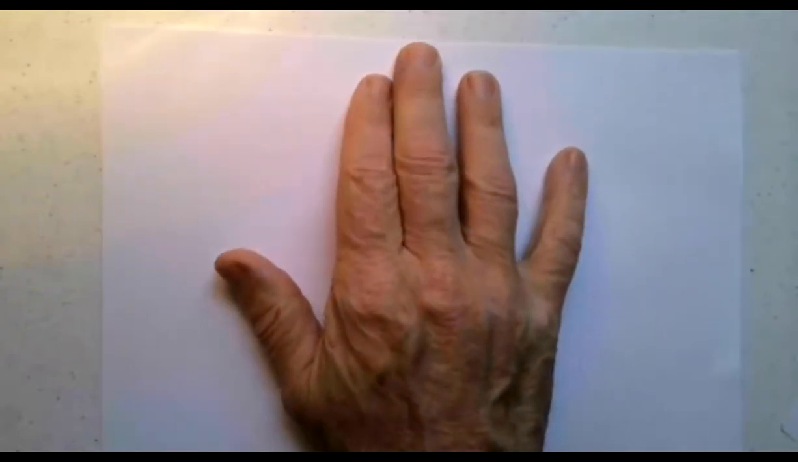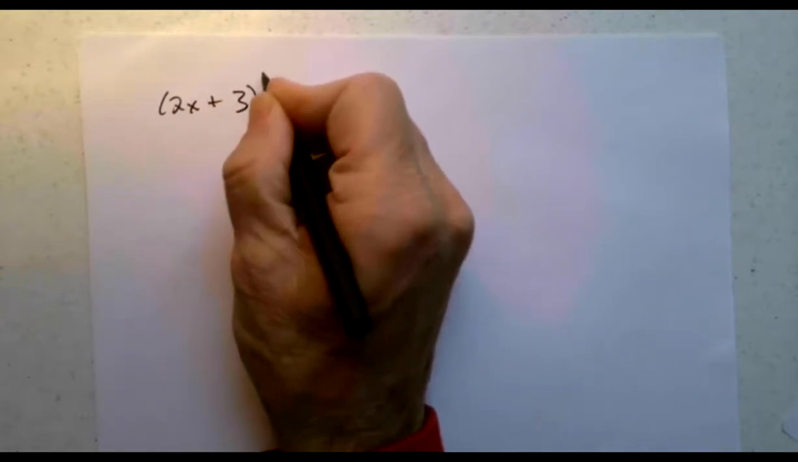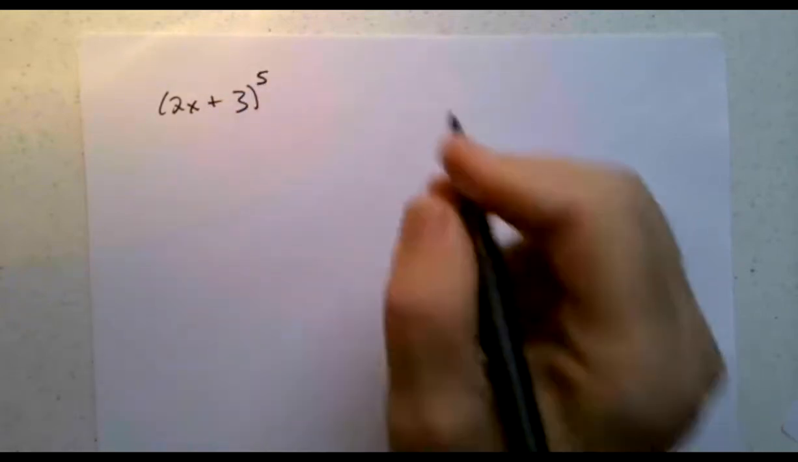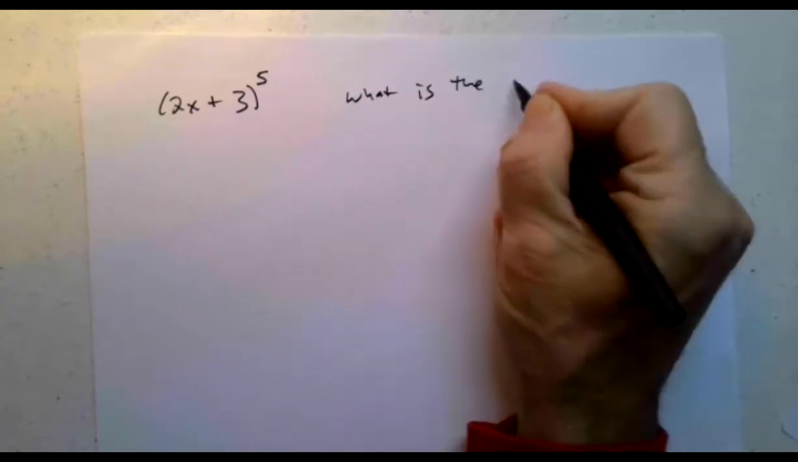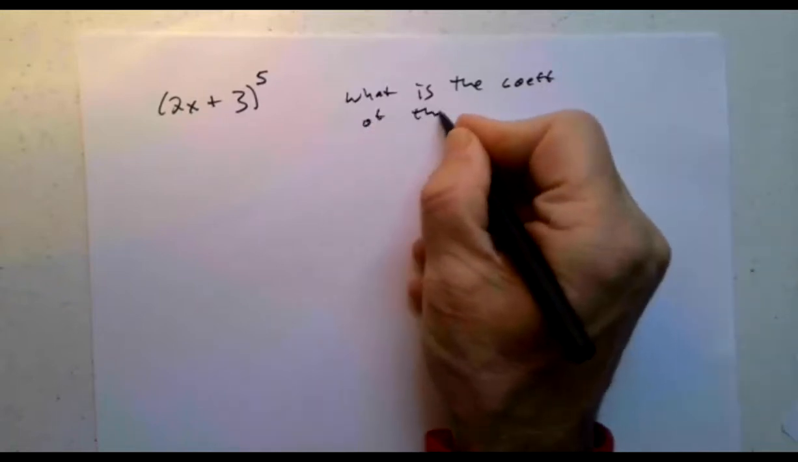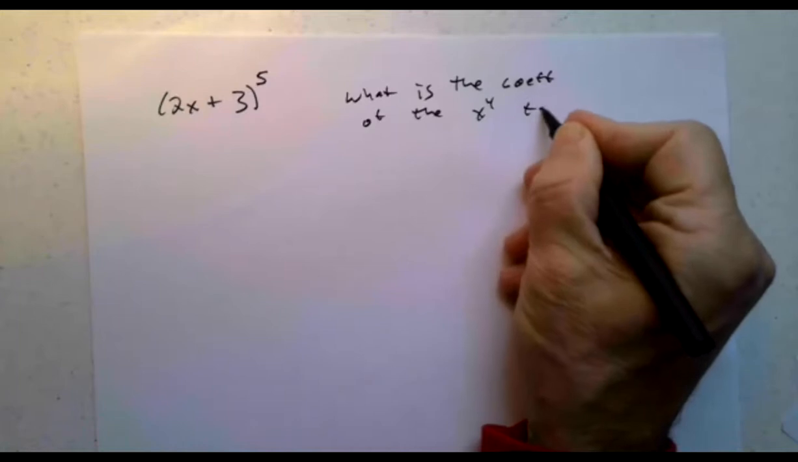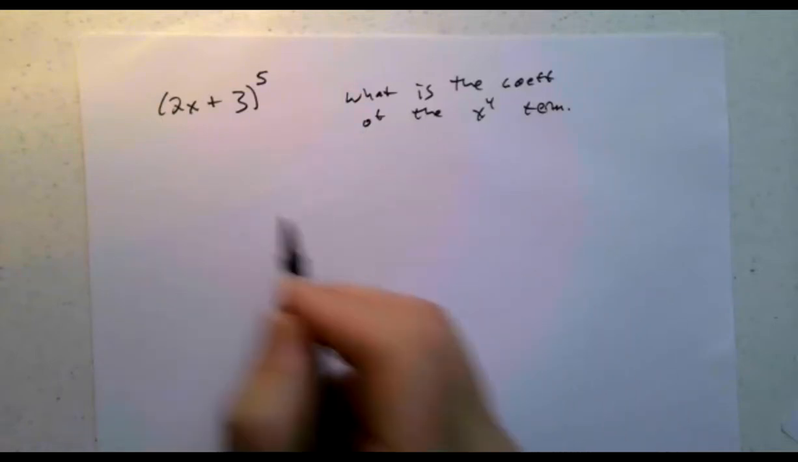If I have 2x plus 3 to the 5th power, and I want to know what is the coefficient of the x to the 4th term. Well, again, we know we have decreasing powers of x and increasing powers of 3.